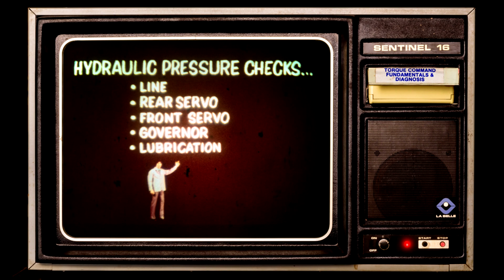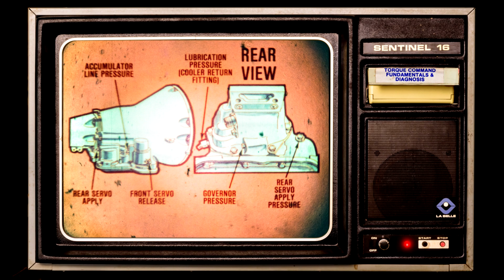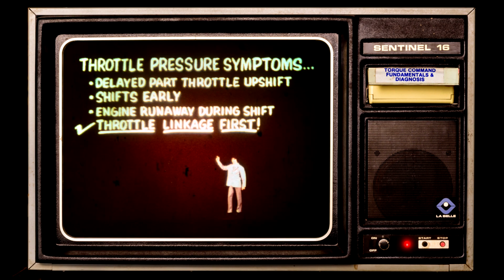Hydraulic pressure checks are an effective means of diagnosing circuit performance. The pressures that can be checked are line, rear servo apply, front servo release, governor and lubrication pressures. Pressure test ports are provided in the transmission case. The detailed procedure to perform specific tests is described in your technical service manual. Note that a port is not provided to test throttle pressure.